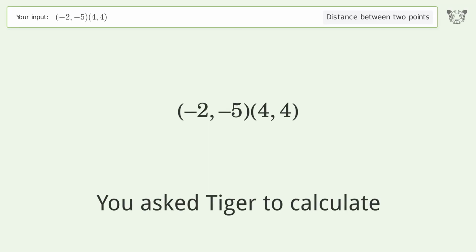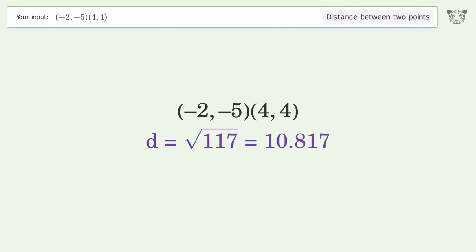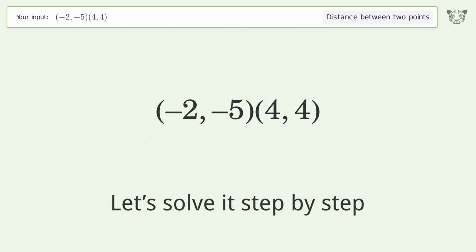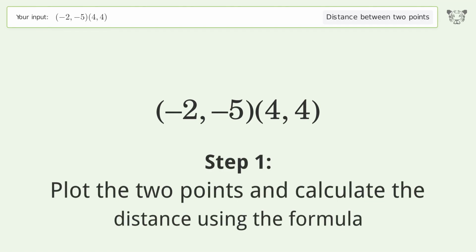You ask Tiger to calculate. This deals with the distance between 2 points. The distance between the 2 points is the square root of 117, or 10.817. Let's solve it step by step. Plot the 2 points and calculate the distance using the formula.